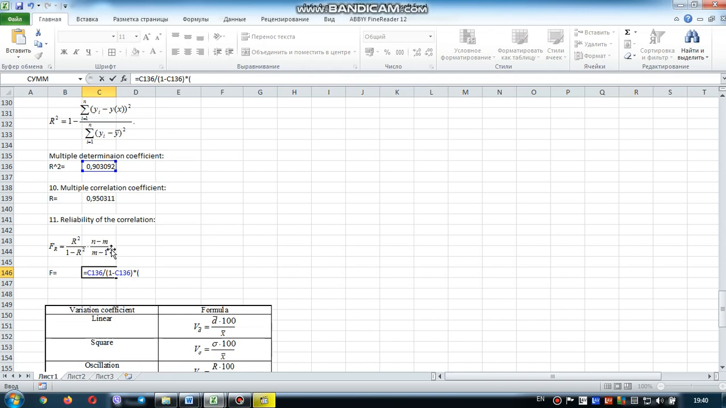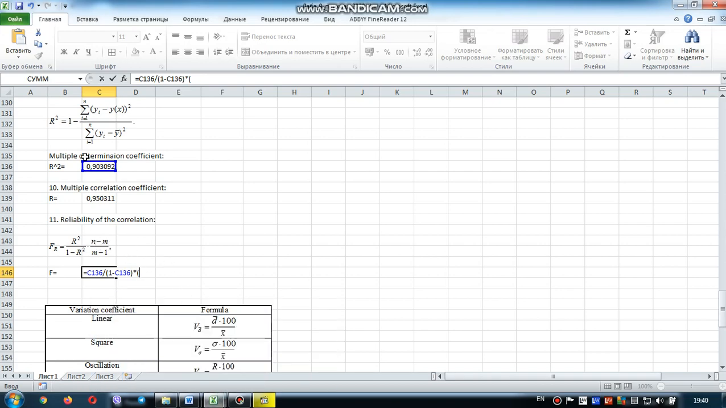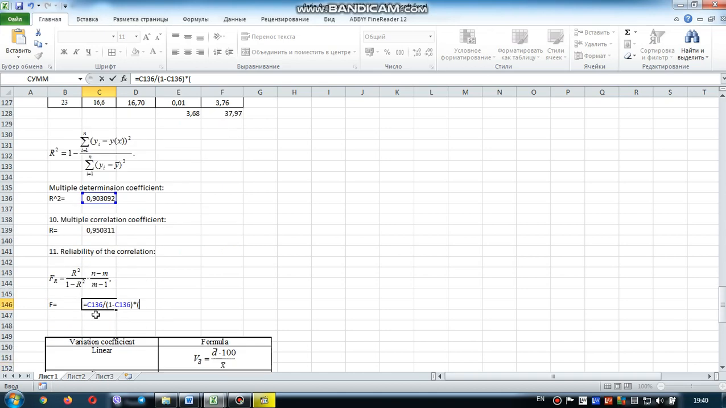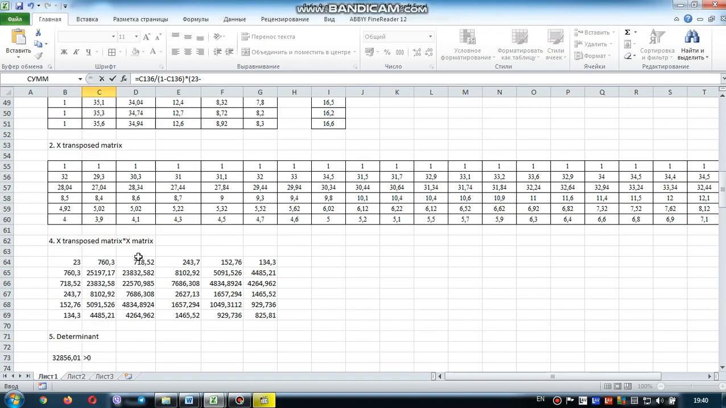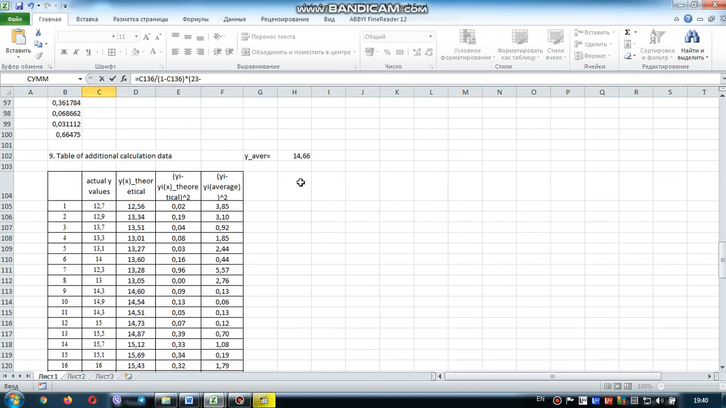N minus m in numerator. N is the number of our observations. It is equal to 23. M is the number of factors. We have 1, 2, 3, 4, 5 factors.